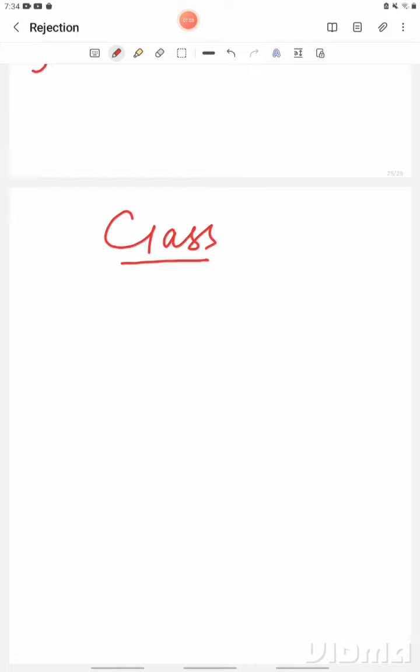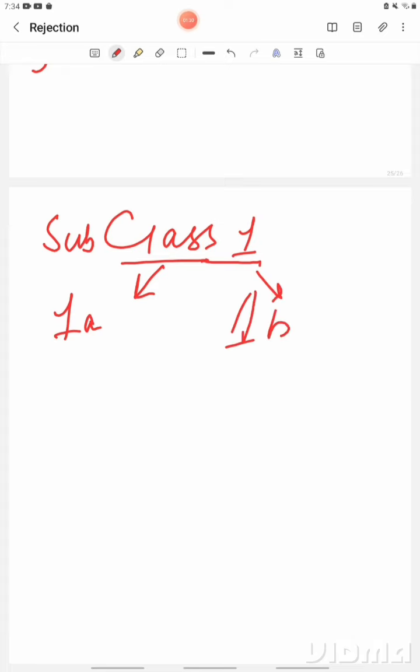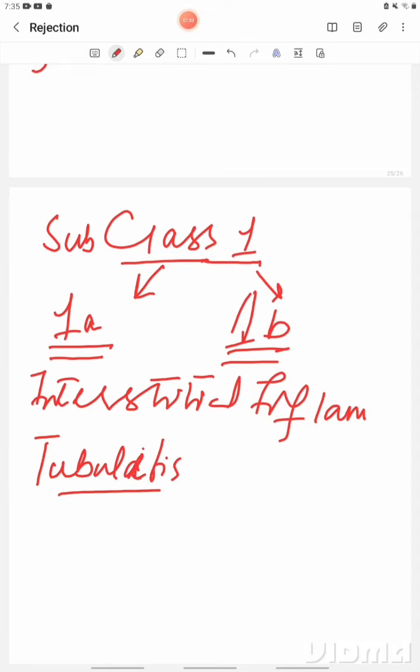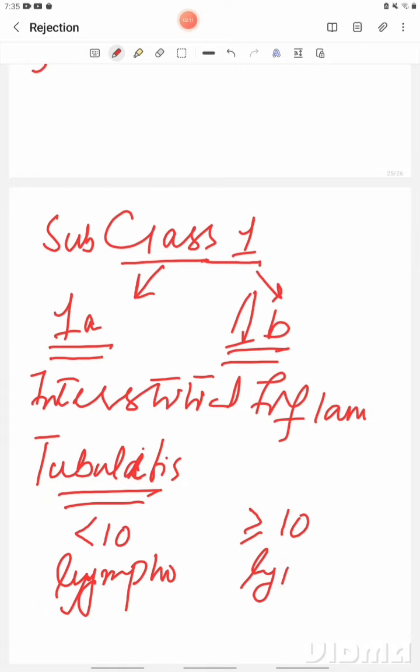Coming to class 1, or subclass 1, which is further classified into 1A and 1B. As we said, there is some degree of tubulitis and tubular injury, and the same goes for TCMR as well. There is interstitial inflammation in both 1A and 1B. But how is 1A different from 1B? It is different based on the tubulitis and the number of cells. In 1A, the cells, the main cells being lymphocytes, are usually less than 10, and here it can be equal to or more than 10 lymphocytes in 1B.